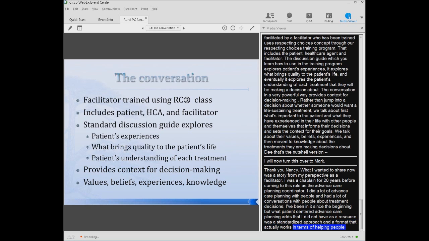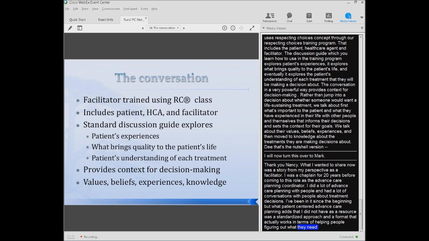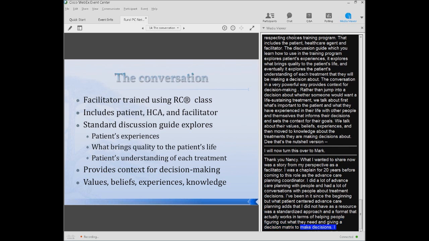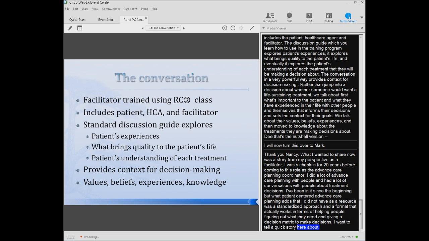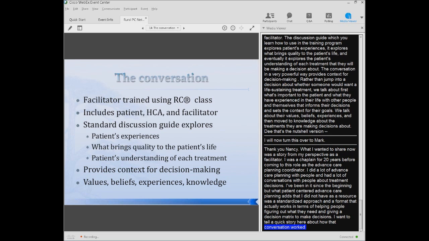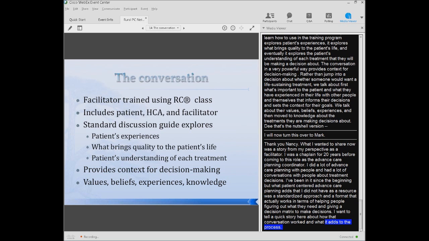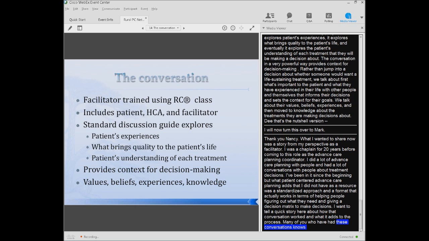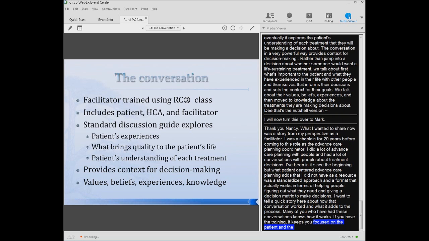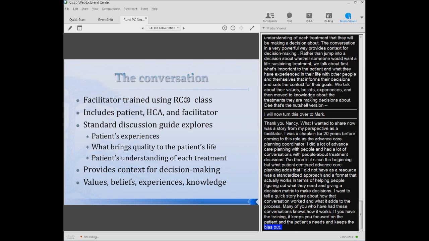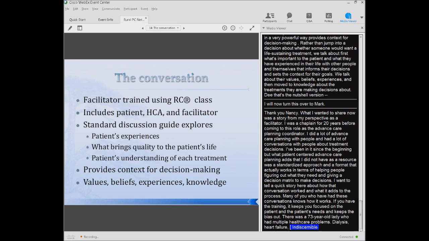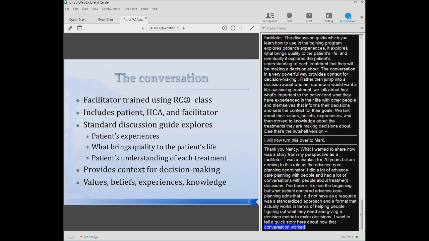So I wanted to tell a quick story here about how that conversation works and what it adds to the process. And many of you having these conversations know how this works, especially if you've had the training, because that training really keeps the focus on the patient and the patient's needs and keeps the bias out. So she was a 73-year-old lady who had multiple healthcare problems. She was on dialysis, had heart failure, COPD, struggled with alcoholism. And she was referred to our advanced care planning because she had landed up in the hospital again.